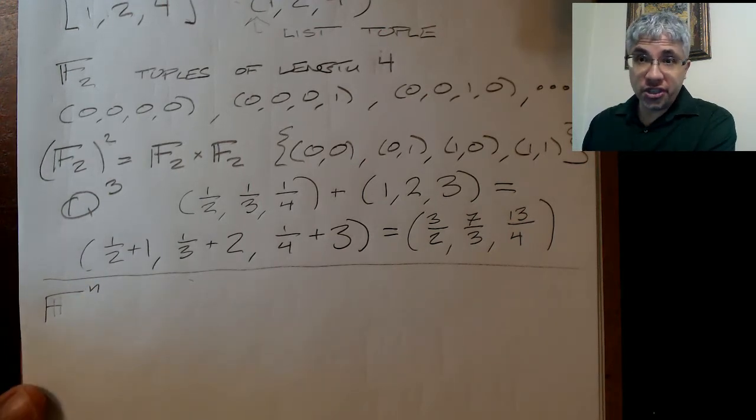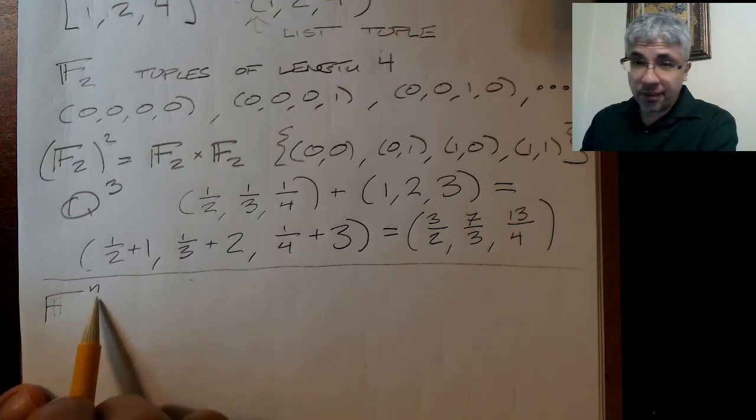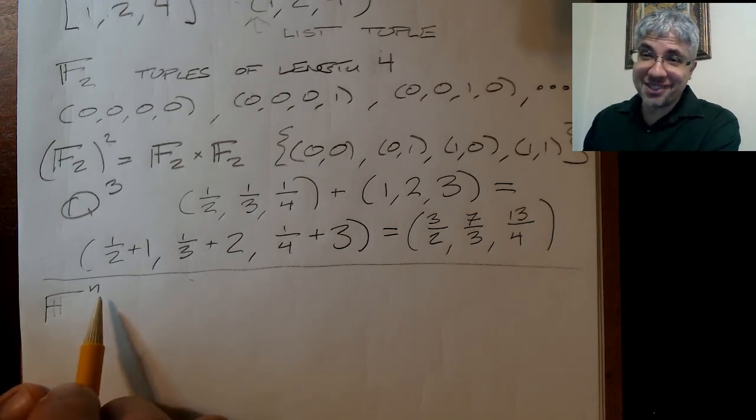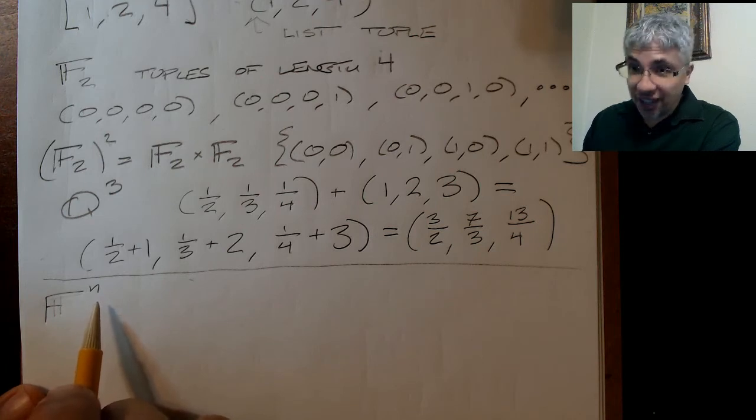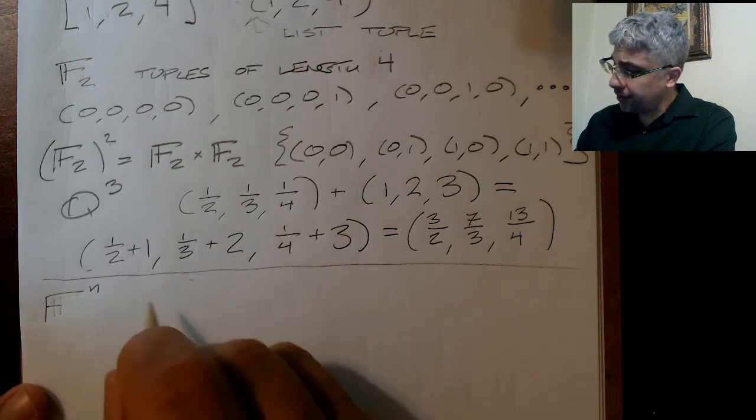So here I have F to the n. This is the Cartesian product of my field with itself n times. We don't know what the field is. We don't know how many copies there are. Some number, n. Hopefully it's a positive integer, so this makes sense. If it wasn't a positive integer, then this wouldn't even be defined. But let's say I'm adding elements in F^n. So what could I do here?